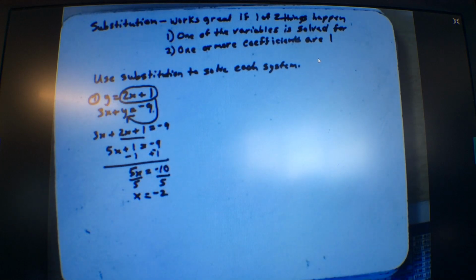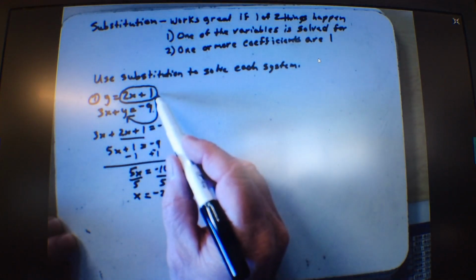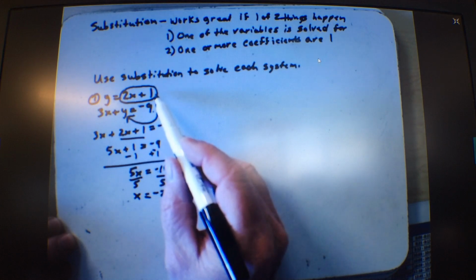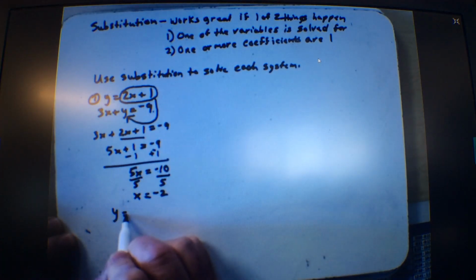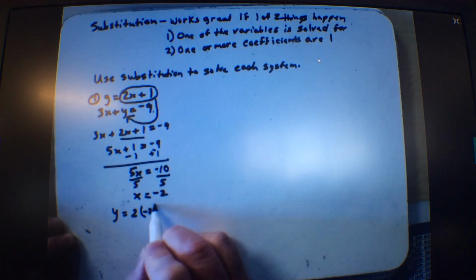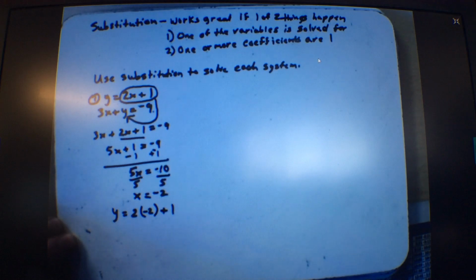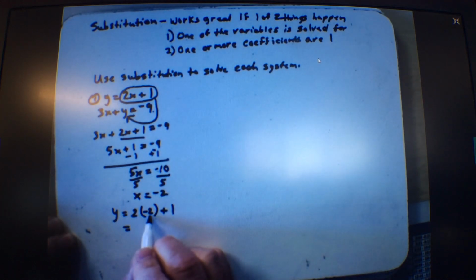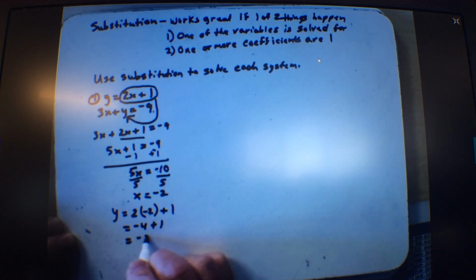You have two lines that are intersecting, and they intersect at an x, y. And we forget this because we forget we're doing two lines. So we take this, and this is why I circled it. I know exactly where to put it in. So I have y equals 2x plus 1. I put the negative 2 in for x, and I get plus 1. And now I can solve for y. 2 times negative 2 is negative 4, plus 1, and that is equal to negative 3.